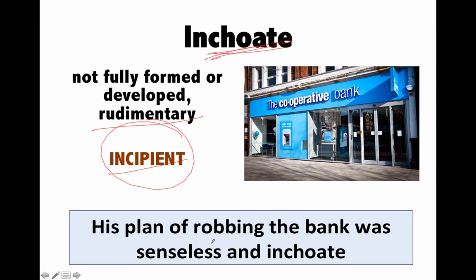For example, his plan of robbing the bank was senseless and inchoate. So there was a guy, he had his big plans of robbing a bank, but his plans were rather inchoate, which means it was not very clear whether the plan will actually work or not. It was not fully formed or matured. It was not fully developed. It was in its initial stages only.